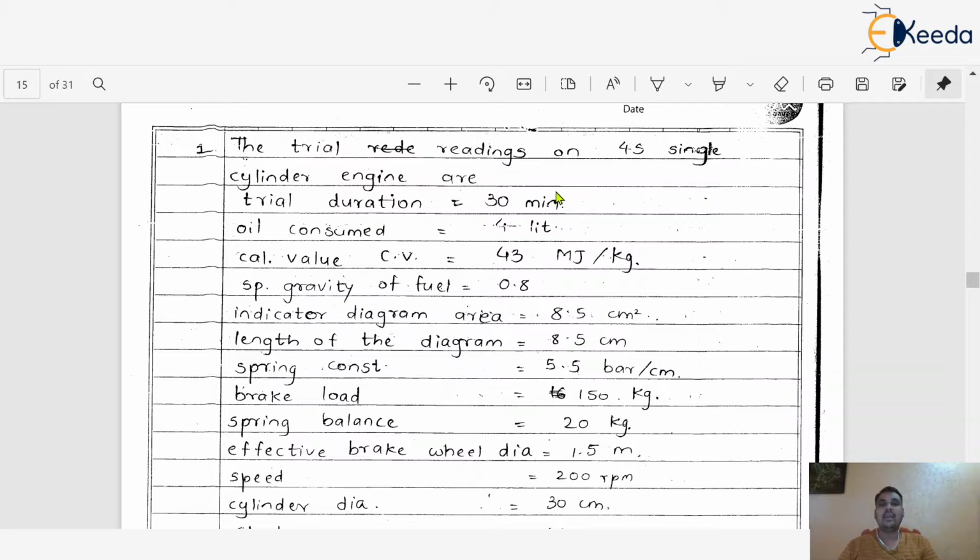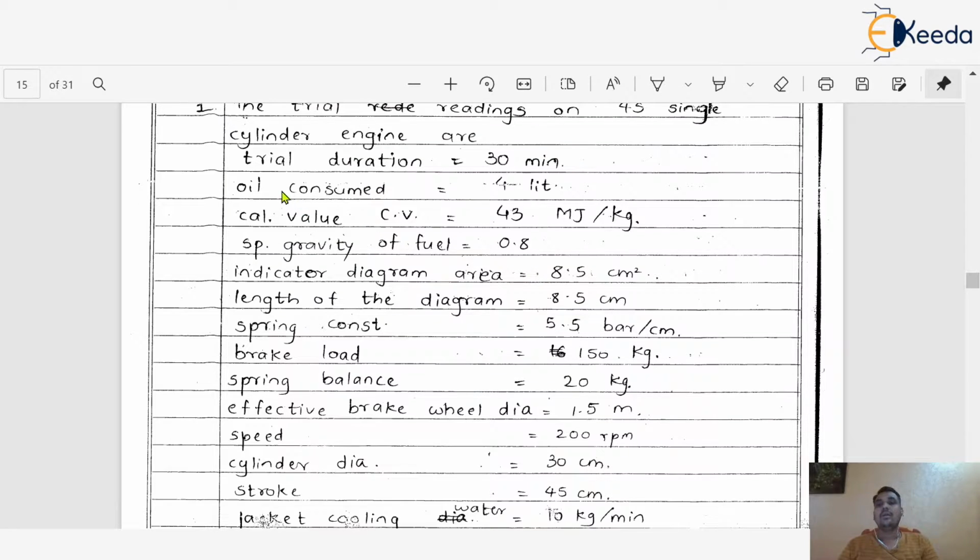The trial readings on a 4-stroke single cylinder engine are as follows. Trial duration is equal to 30 minutes, oil consumed is equal to 4 liter, calorific value, that is CV, is equal to 43 megajoule per kg. Specific gravity of fuel is equal to 0.8.